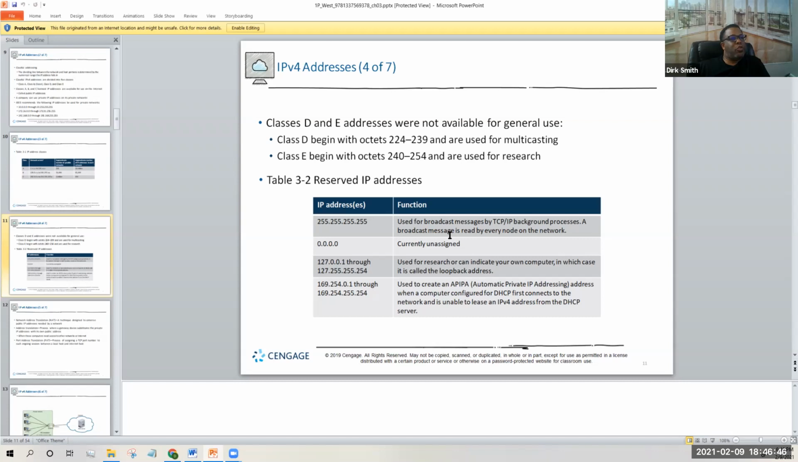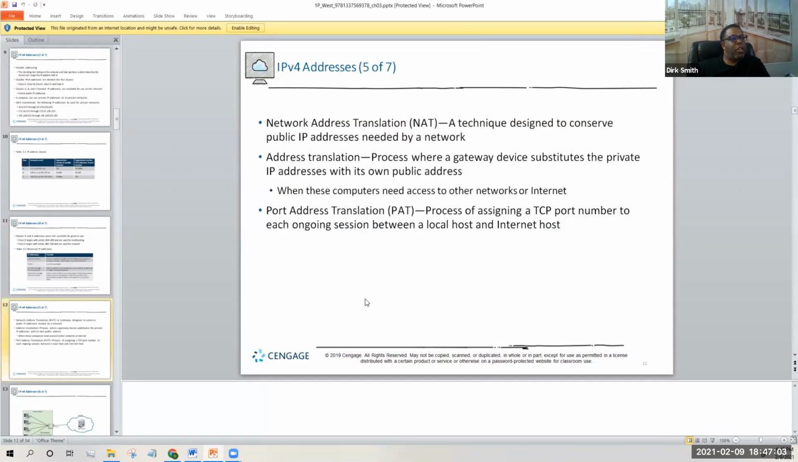255.255.255.255 is used to broadcast messages to TCP in the background. And then currently assigned. This is kind of how you read what you see right here. And you're reading this week, you guys will get more information on that.